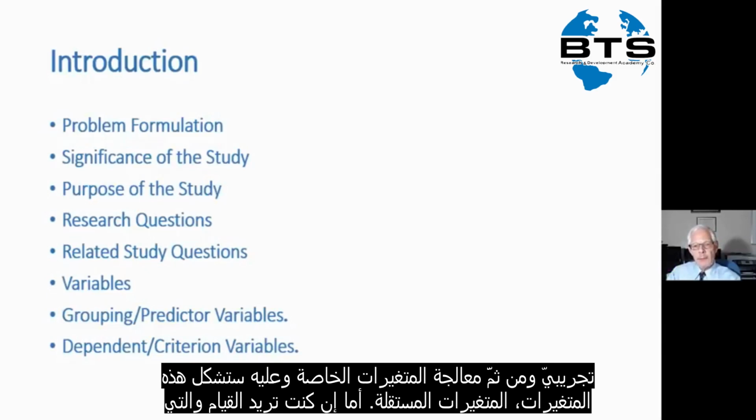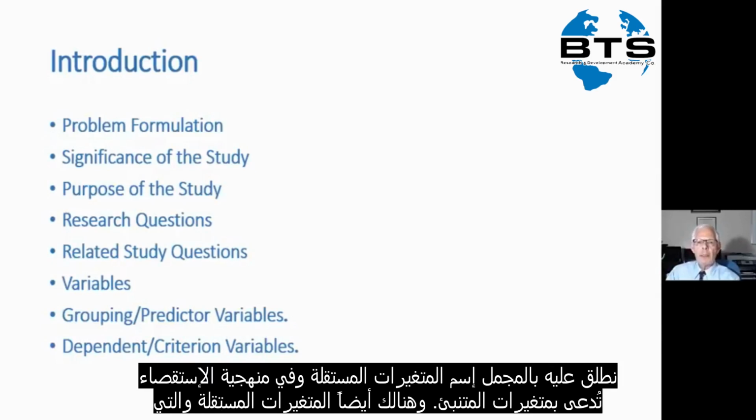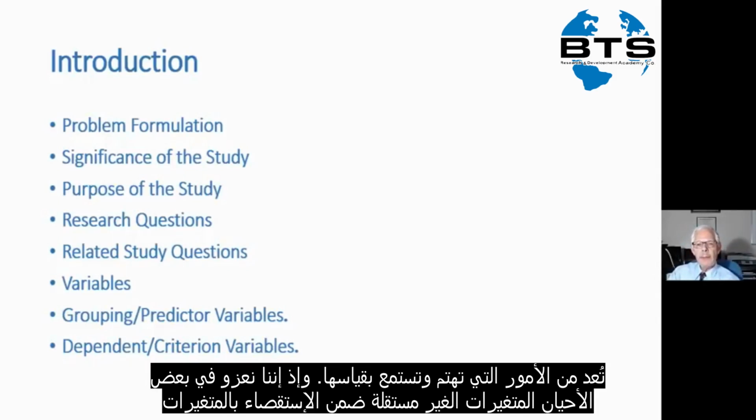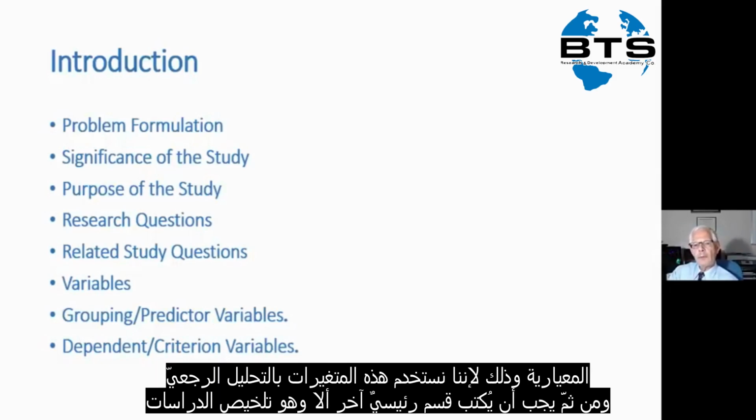If you're using some type of experimental or quasi-experimental design and you're manipulating particular variables, then that would be, of course, your independent variables. If you're doing a survey, typically what we call independent variables in survey methodology is predictor variables. Then you have your dependent variables, which are the things that you're interested in measuring. In survey studies, we sometimes refer to dependent variables as criterion variables because we use those variables in regression analyses.